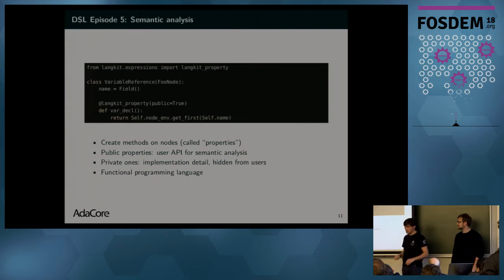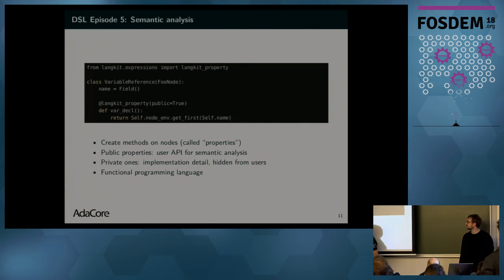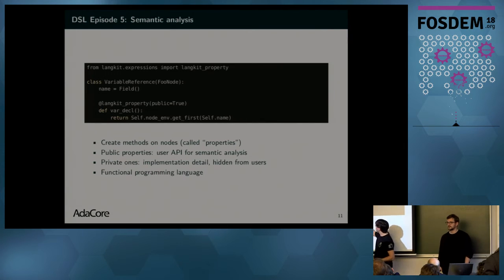These properties, you write them using a functional programming language that we created. This is this part here. Here you take, for instance, the current node that is a variable reference. You take the environment that is associated to it, and you perform a request giving its name.